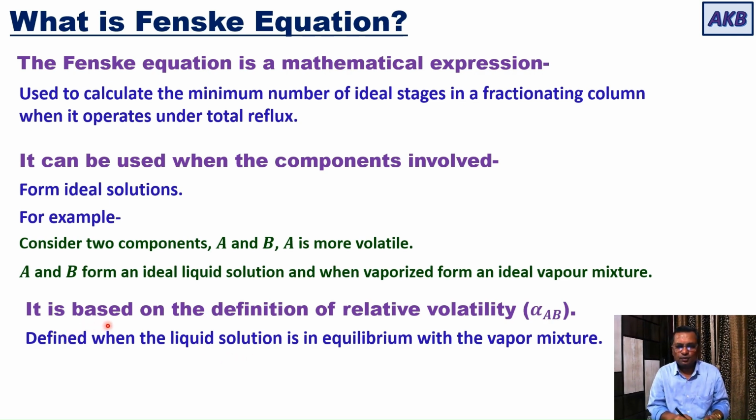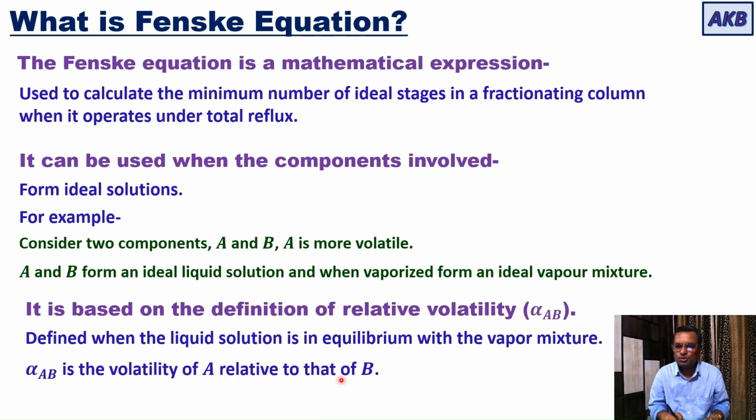So, Fenske's equation is based on the definition of relative volatility, which is defined when the liquid solution is in equilibrium with the vapor mixture. Alpha AB is the volatility of A relative to that of B. This notation, alpha AB, gives the volatility of A relative to that of B.